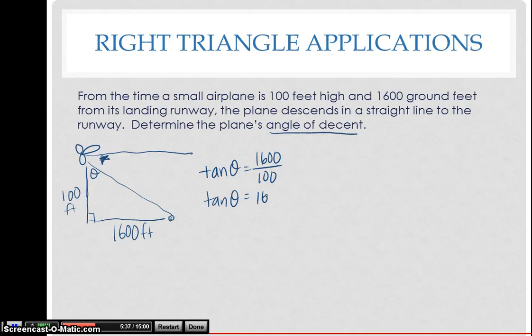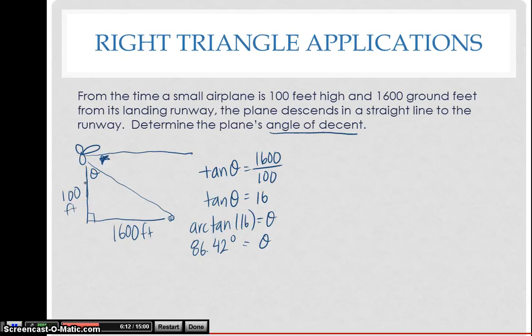When I put this in my calculator, I'm going to leave it in degrees, so we're going to get an angle out in degrees. So in order to find what our angle is, we want to do our arctangent of 16, and that's going to be equal to theta. When we put it into the calculator, we find that theta is equal to 86.42 degrees. However, remember we said that the angle of descent is this angle right here, which is complementary to the angle that we just found.